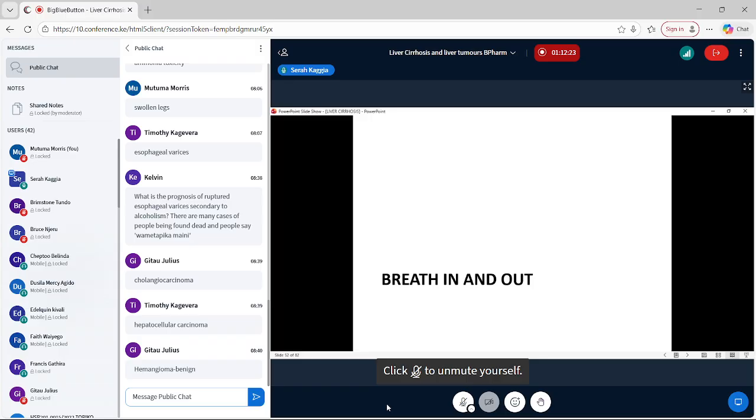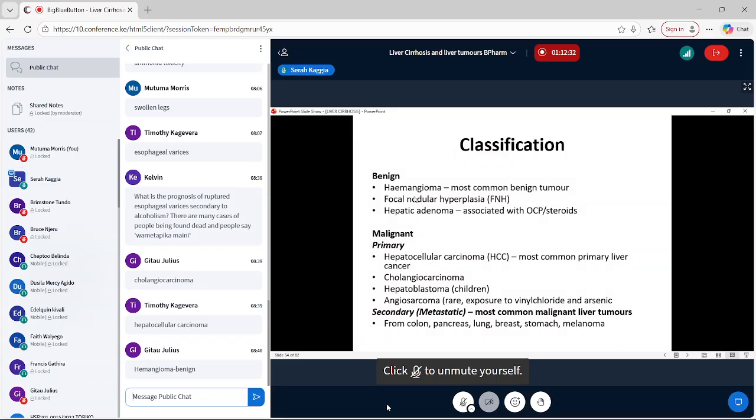Okay, even hepatocellular carcinoma, which is tumors, benign and malignant. So for benign, the commonest is hemangioma. Okay, and we'll have 2 slides on hemangioma. Then we have benign tumor-like lesions like the focal nodular hyperplasia, FNH. Then we have hepatic adenoma, okay? And we'll talk about hepatic adenoma again, 3 or so slides, and how it's associated with steroids, okay?